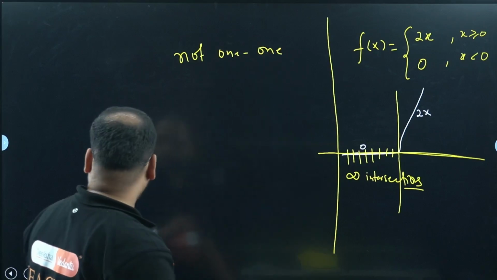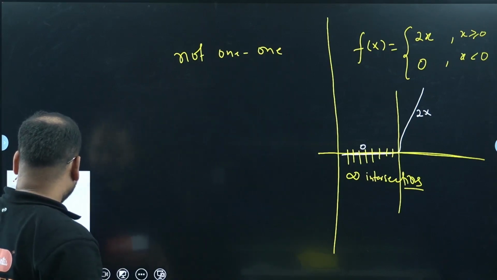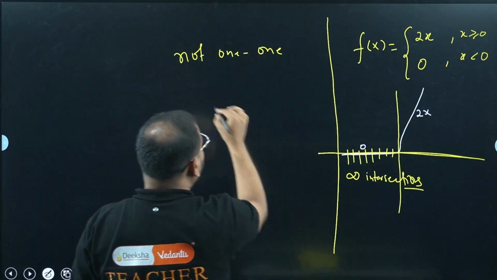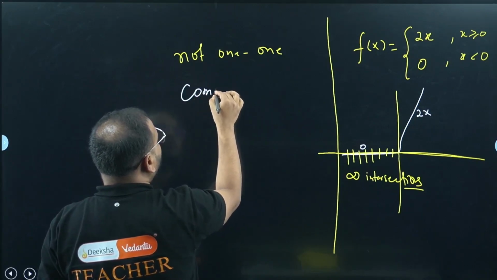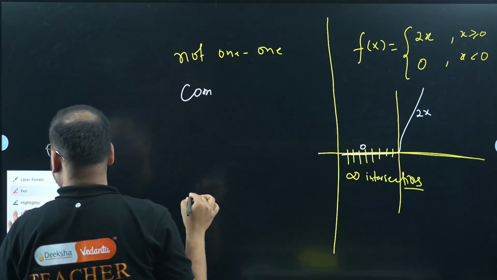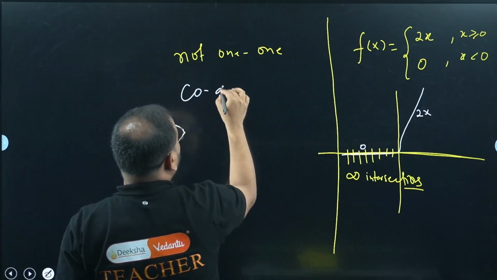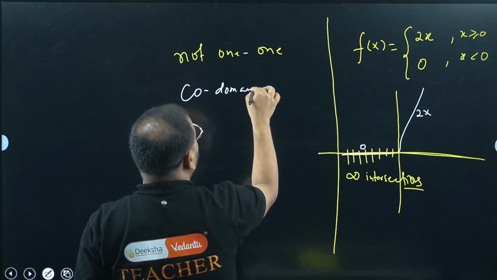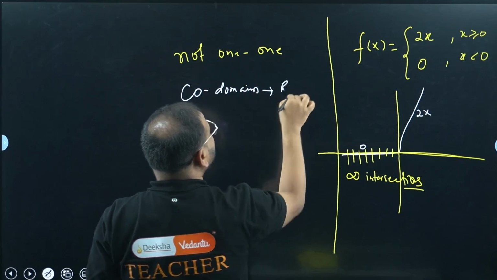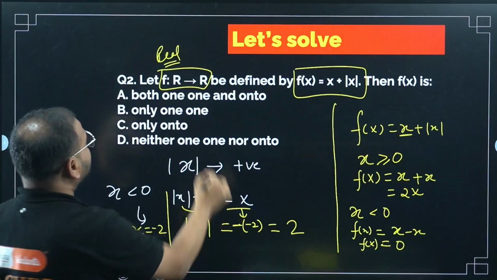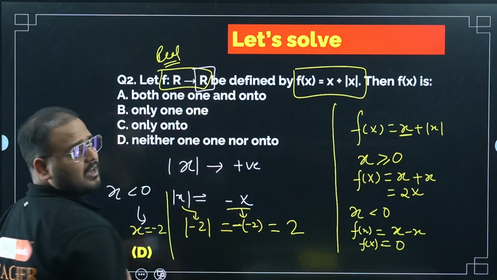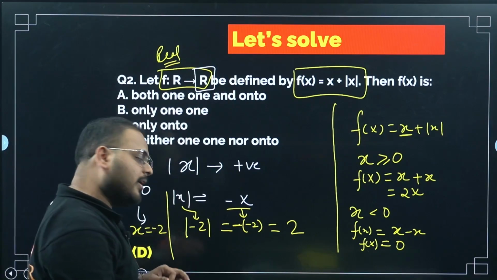What about onto? Chaliye, let's see. What's the codomain? What is my codomain, sir? The codomain is all real, sir. How, sir? Given here, bacha. Codomain is all real, R.